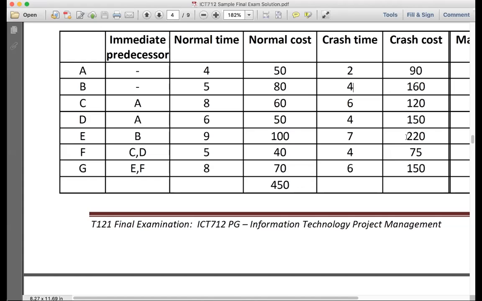Divided by the crash time, sir, divided by 9 minus 7, which is divided by 2. So 120 divided by 2 becomes 60. Correct. Well done, mate.